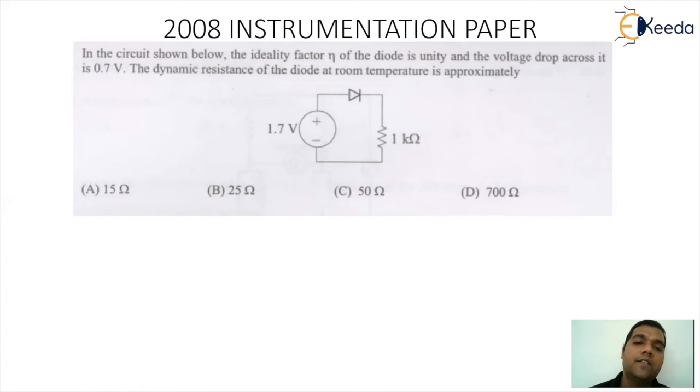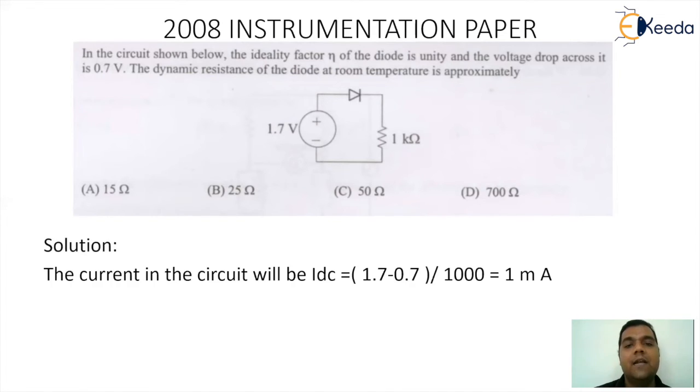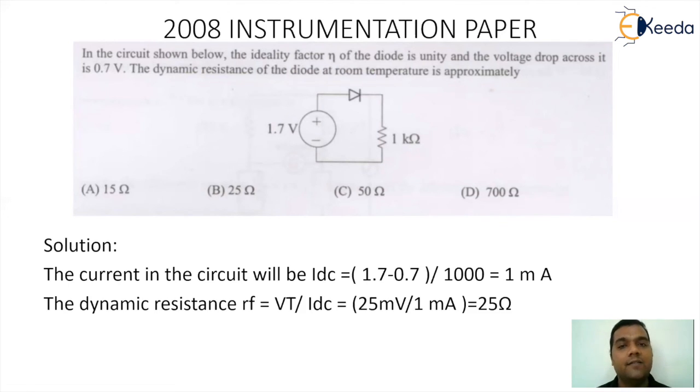If I first find the current in that path, the current will be the potential difference, 1.7 minus 0.7, divided by 1K, which gives me 1 milliampere. This is the current flowing in the loop. Now I can find the dynamic resistance as the ratio of thermal voltage divided by the value of the DC current. So the resistance will be VT by IDC. If I take VT as 25 millivolt, you will get 25 millivolt by 1 milliampere equal to 25 ohm. So the correct answer is option B, 25 ohm.